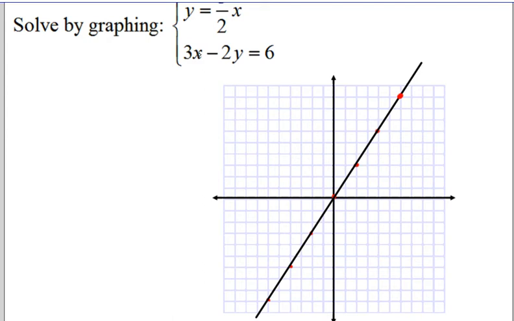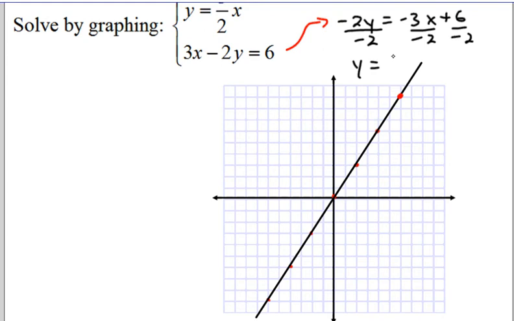Now, this second equation here, I can put in slope-intercept form, again, in 2 easy steps. First step, I'll take the 3x over. I'll get -2y equals -3x plus 6. And I'll divide everything by -2. So I'll get y equals 3/2 x minus 3. Look, scale this line back a little bit so it doesn't block that. All right, so the y-intercept is -3.